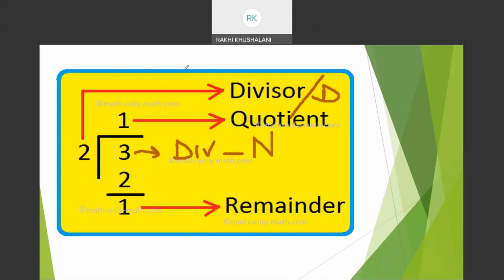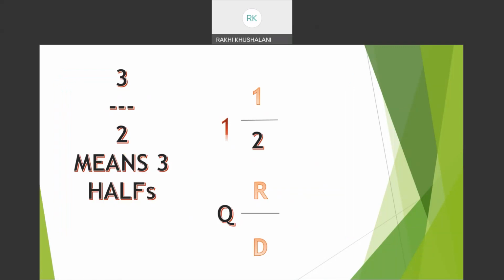Now what I am going to do with these is, as I said, 3 by 2 is an improper fraction. We are converting it to a mixed fraction. But by reading it, we can understand that 3 by 2 actually means 3 halves. You can take 2 pieces of paper, equal size, equal shape, divide them into 2 halves and take 3 halves together.